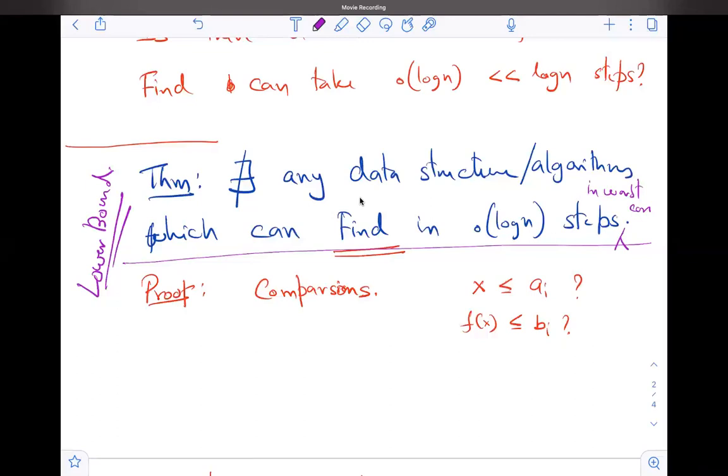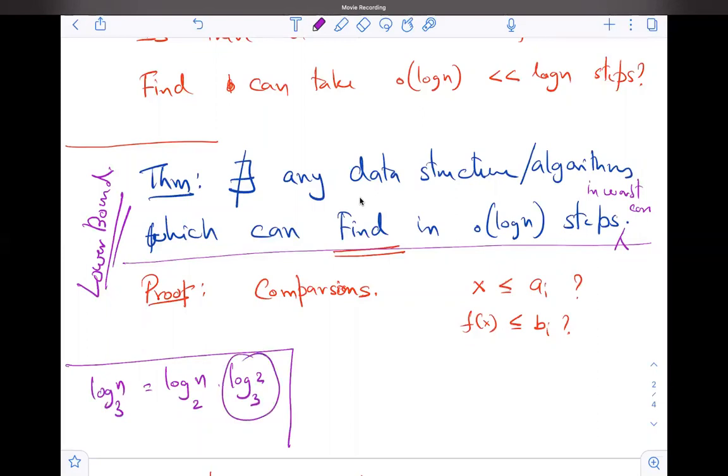We are saying that any algorithm has a limitation. You cannot beat the log n bound. Now, maybe people are a bit confused about this log n base 3 and all. So maybe I should write it here. That log n base 3 is nothing but log n base 2 times log 2 base 3. This is the constant. So this is equal to theta log n.